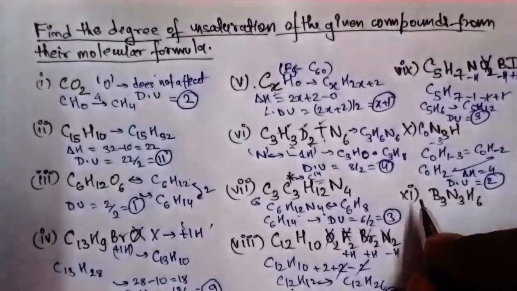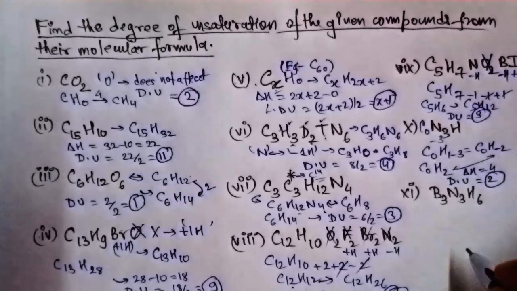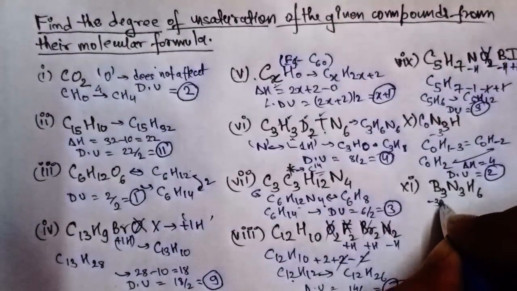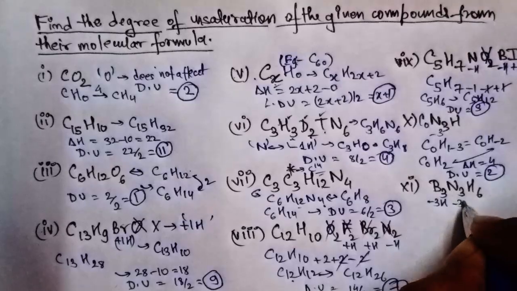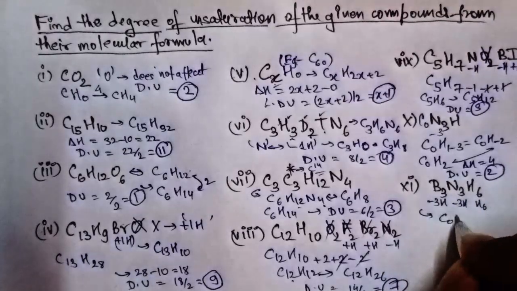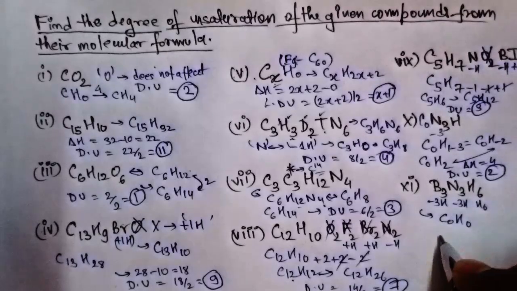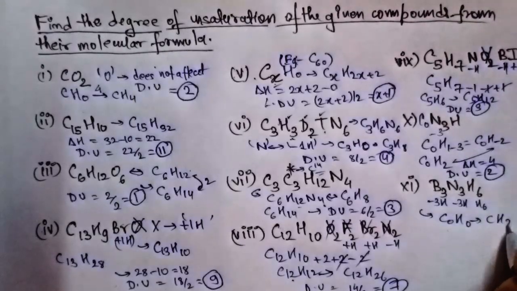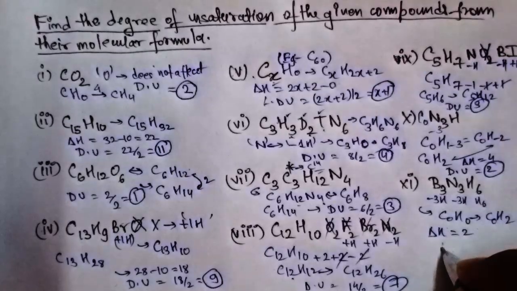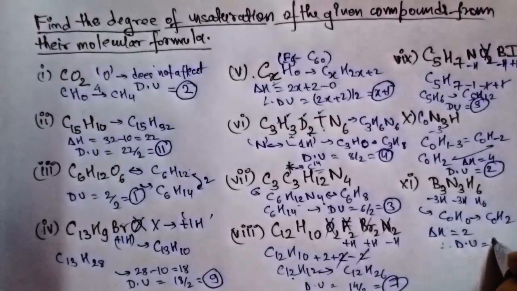For the 11th case, we have B3N3H6. Again, finding the equivalent. B3 is equivalent to minus 3H. Nitrogen is equivalent to minus 3H, and hydrogen is equal to H6. Again, making the formula C0H0. We know that for C0, we require 2 hydrogens. Therefore, making the change in number of hydrogen atoms 2, therefore the degree of unsaturation of this molecule is 1.